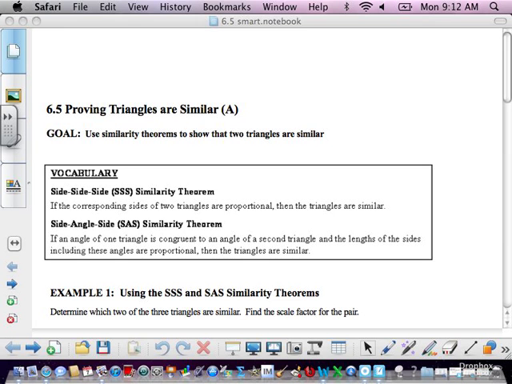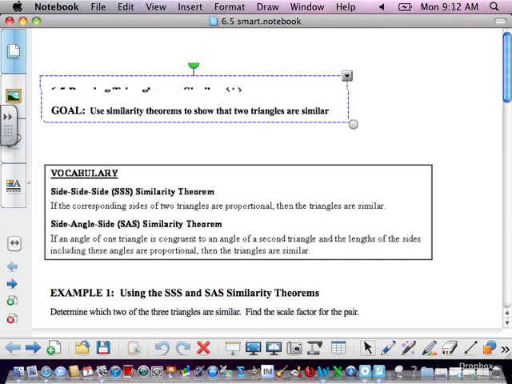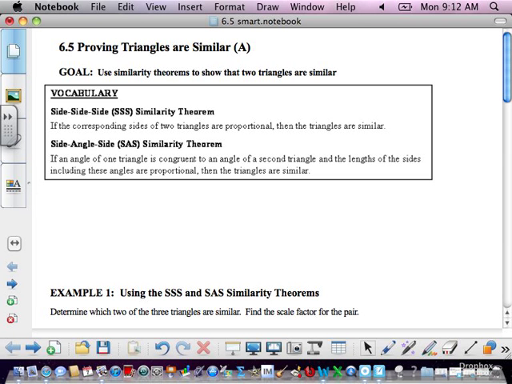And side, angle, side. If an angle of one triangle is congruent to an angle of a second triangle, and the lengths of the sides included by these angles are proportional, then the triangles are similar. Let me say that one more time. We're there so far, right?